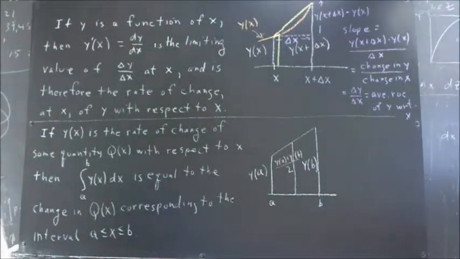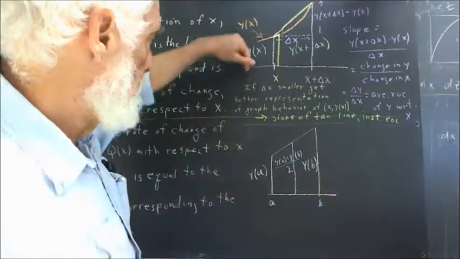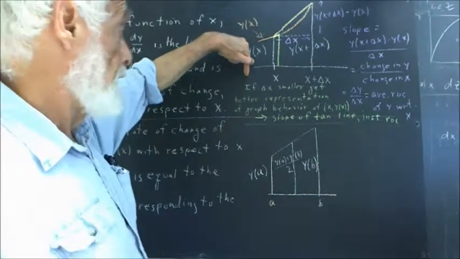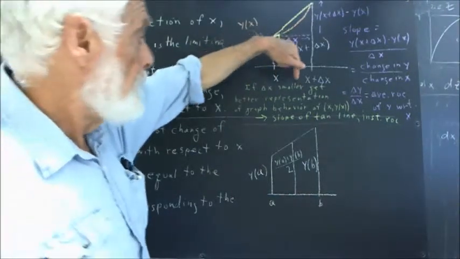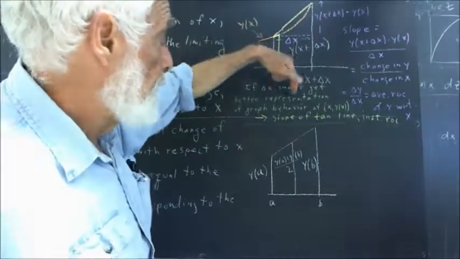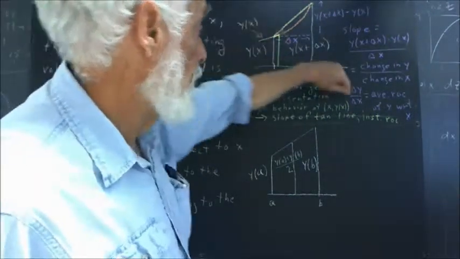So I'm going to write a statement. Okay, as I often do, I didn't leave myself a whole lot of room here, but hopefully I wrote that clearly enough that it's easy enough to read. If delta x is smaller, we get a better representation of the graph behavior at the point x, y of x.